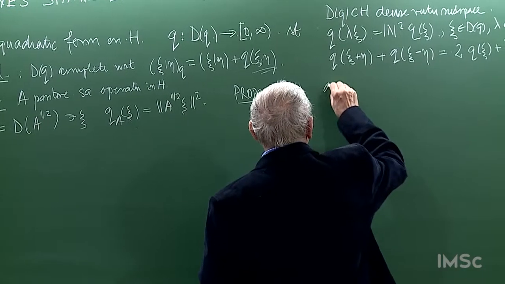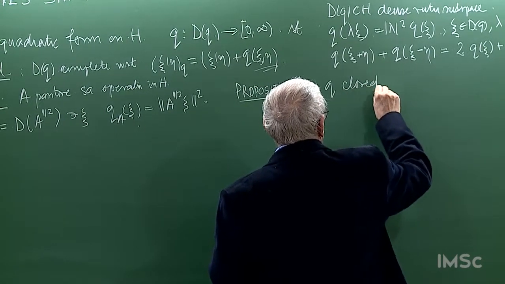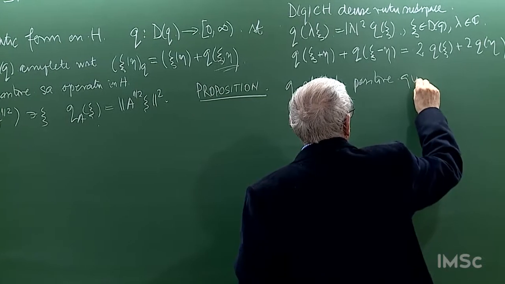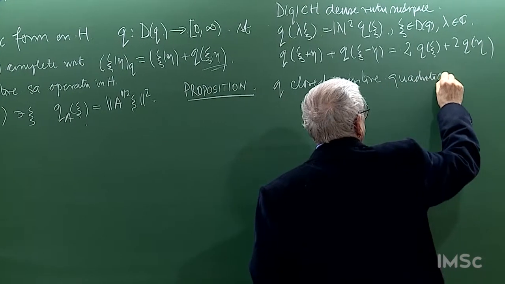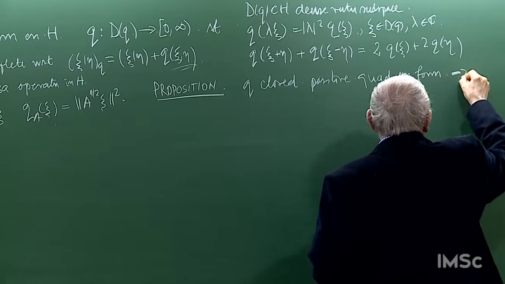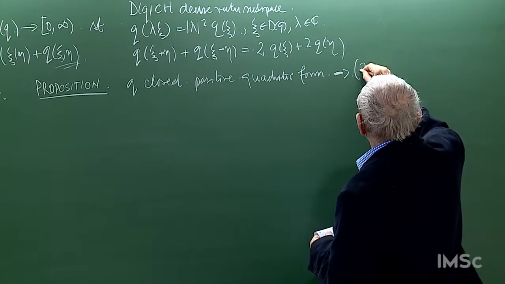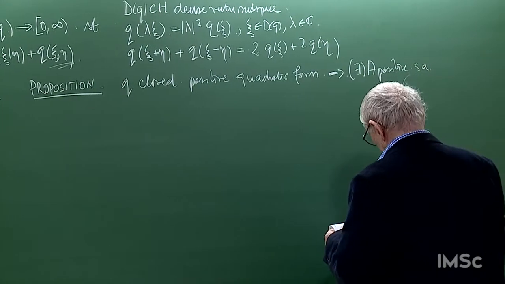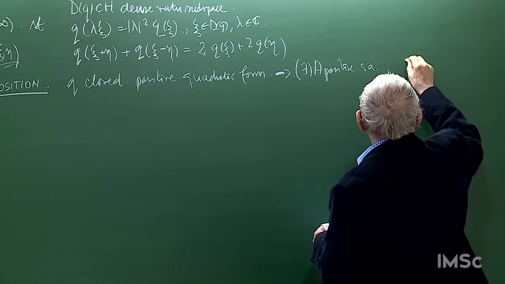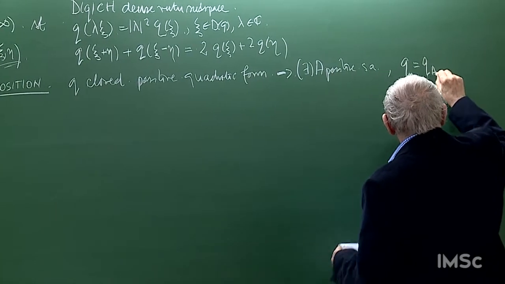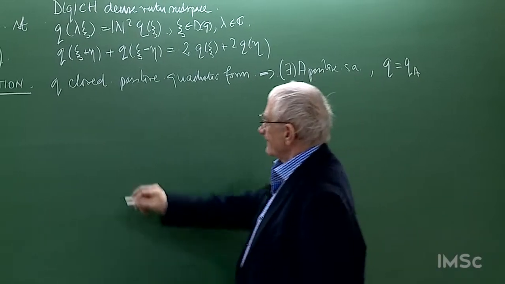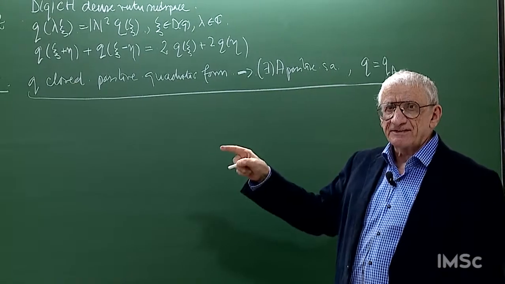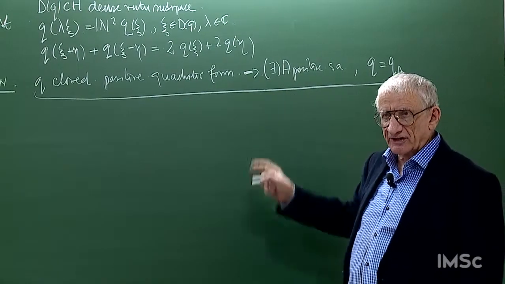And now the proposition is the following. If you have Q, a closed positive quadratic form, then you have a unique positive self-adjoint operator A such that Q is the form associated to A. And this will be the method to define the spatial derivative as a positive self-adjoint operator. Okay.